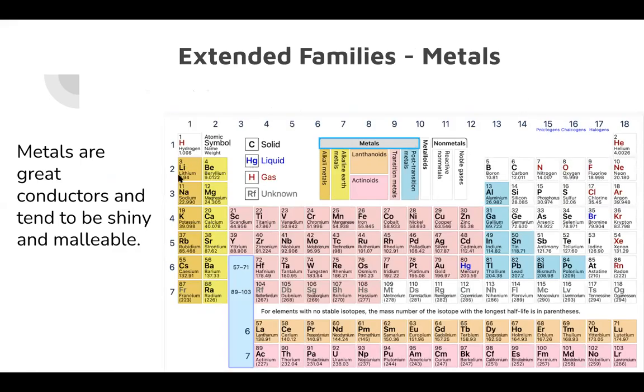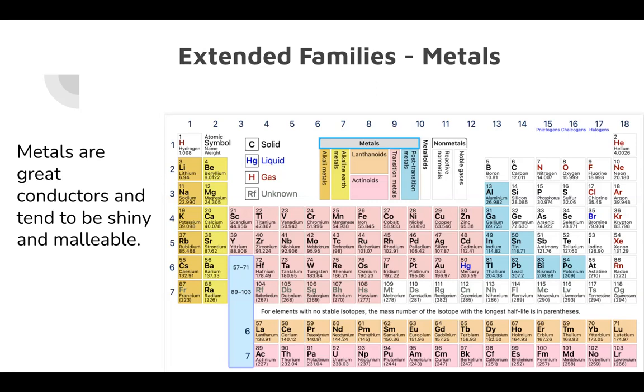So while they have these specific families, there's a larger extended family of just the metals, which is quite all inclusive. For the colored ones here, the ones that are white are not included. So metals are great conductors. They tend to be shiny and malleable.